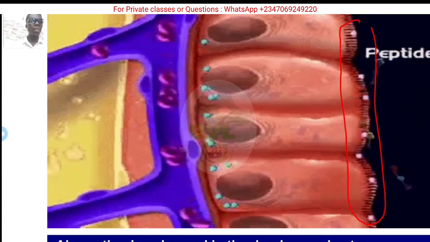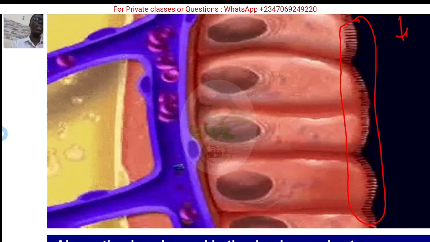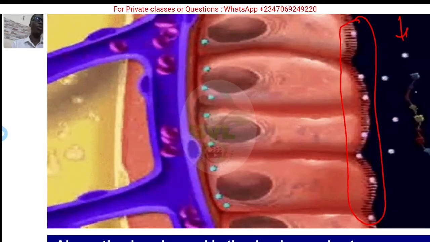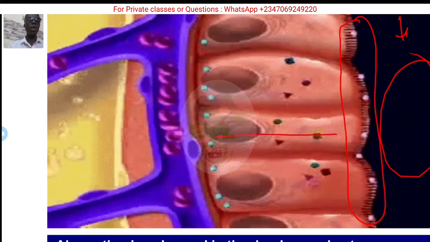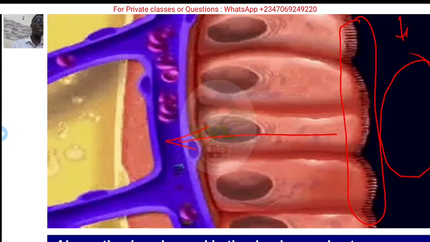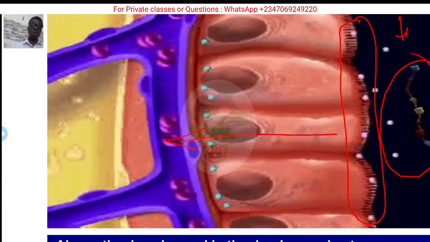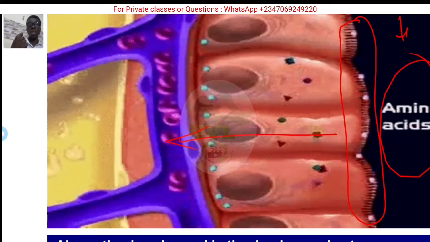These are villi. Can you see what's happening here? The peptide that came in here is being broken down by the action of enzymes. Can you see those enzymes breaking this down into what? Into amino acids going to the bloodstream. So it means that villi increase surface area to bring about the absorption of substances. Yes, that's what it does, really.